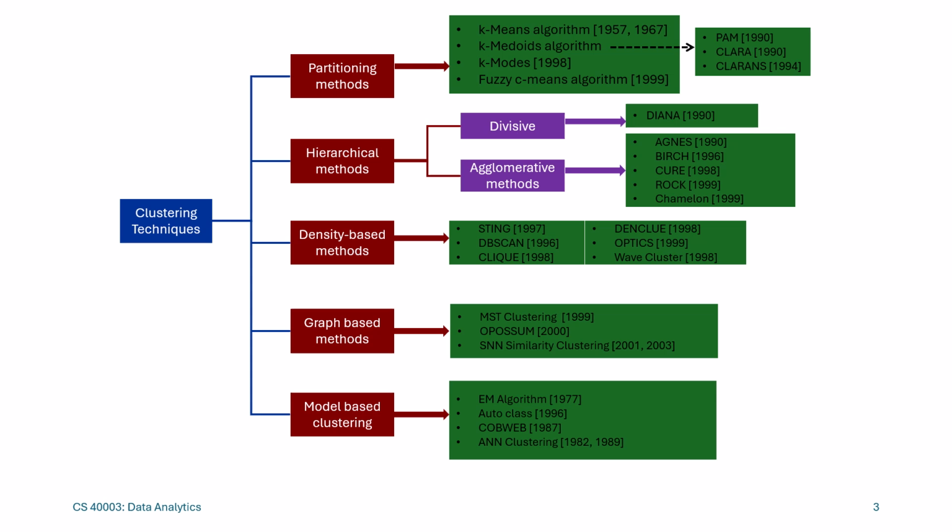Fourth one, grid-based method. It uses a multi-resolution grid data structure and has fast processing time. The fifth one is model-based clustering. It consists of the EM algorithm, AutoClass, COBWEB, and ANN clustering.